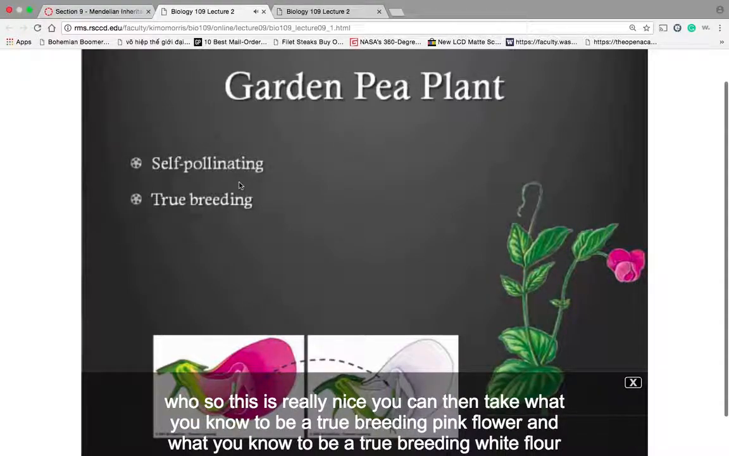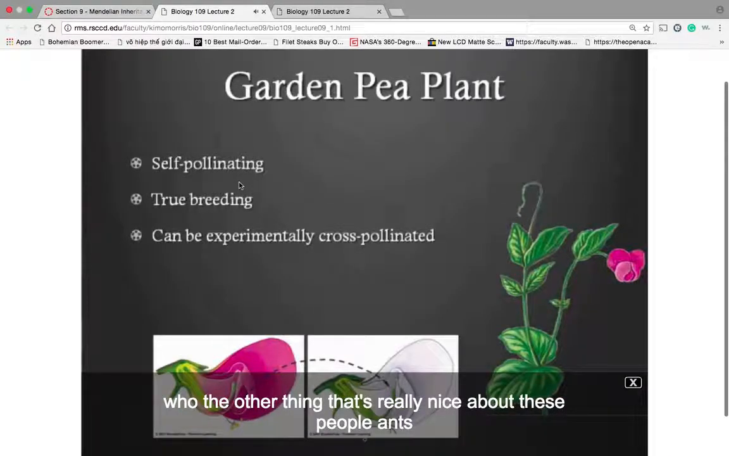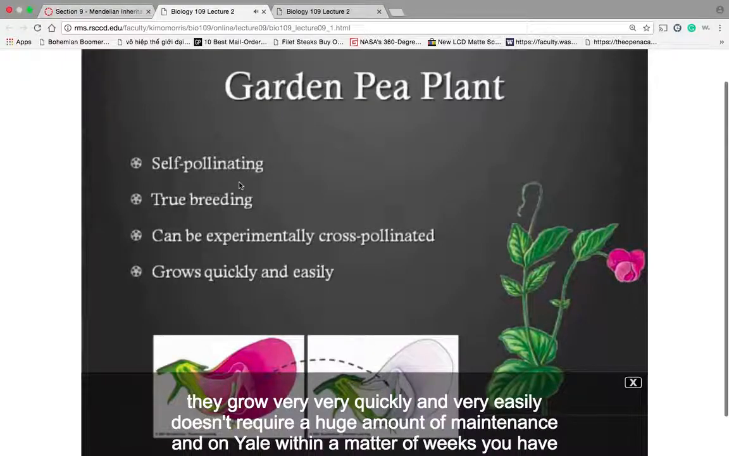You can then take what you know to be a true breeding pink flower and what you know to be a true breeding white flower, mate them, and then see what the outcomes can be. So this is actually very nice. You can actually control for experimental cross-pollination. The other thing that's really nice about these pea plants, they grow very, very quickly and very easily. It doesn't require a huge amount of maintenance. And, within a matter of weeks, you have results.